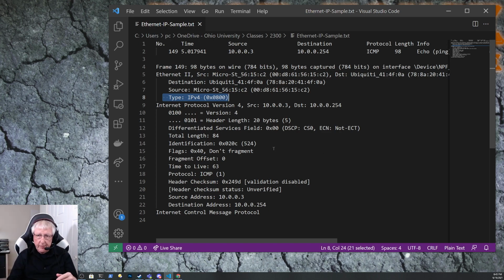Right. So now we get to IPv4, and you can see Wireshark in its summary basically says, the things that you probably want to know the most is that this is IPv4, that the source address is 10.0.0.3 and the destination is 10.0.0.254. Those are both addresses in my home network. All right, so let's go through the IP header a little bit.